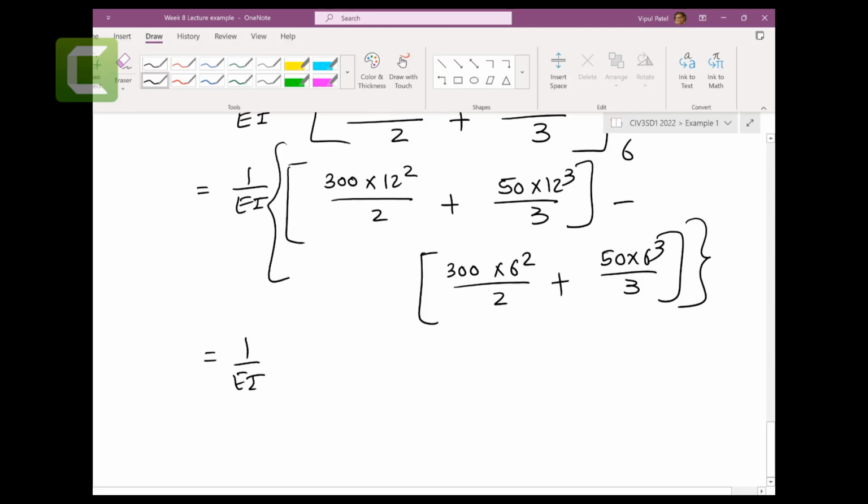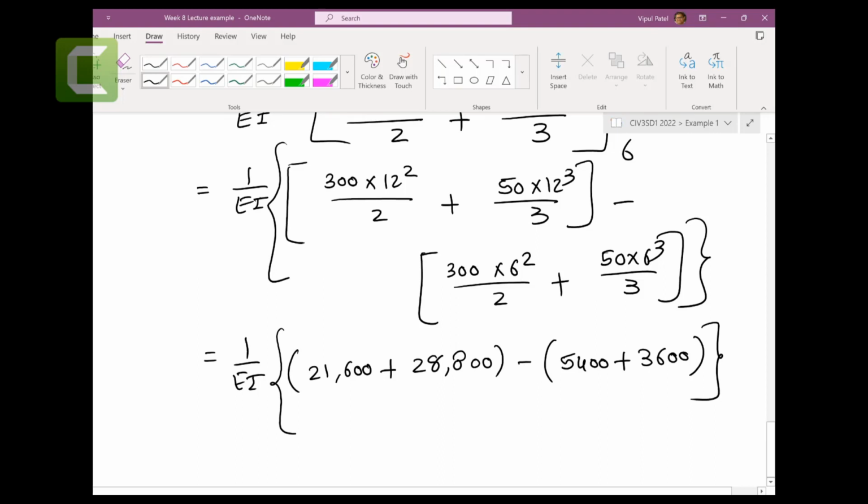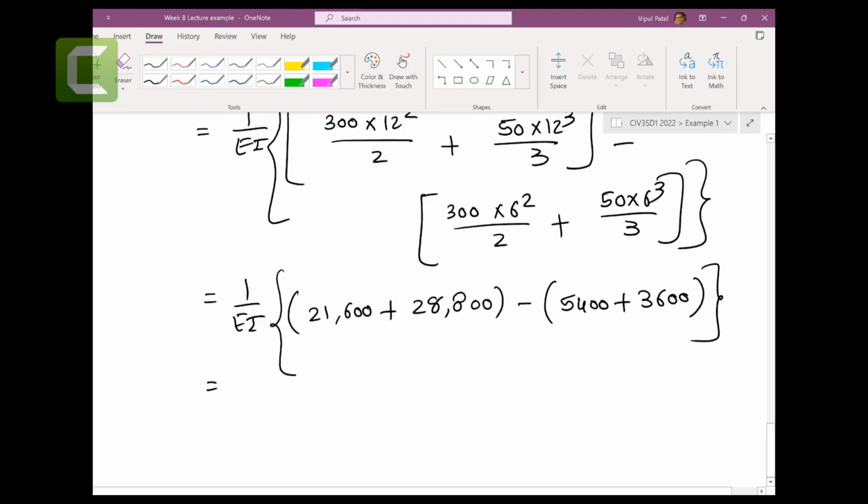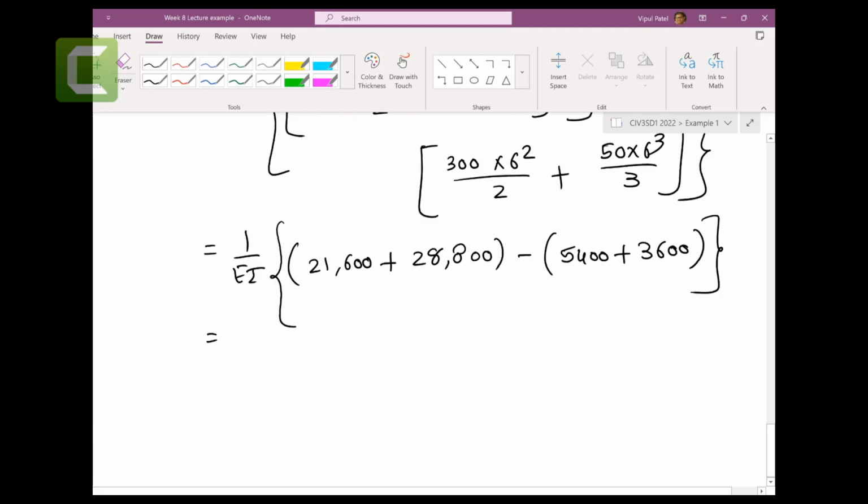Right, so 1 over EI. Let me use my calculator. 21600 plus 28800 minus 5400 plus 3600. I think I have done something wrong there.